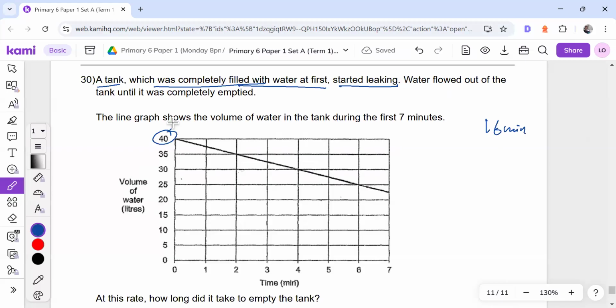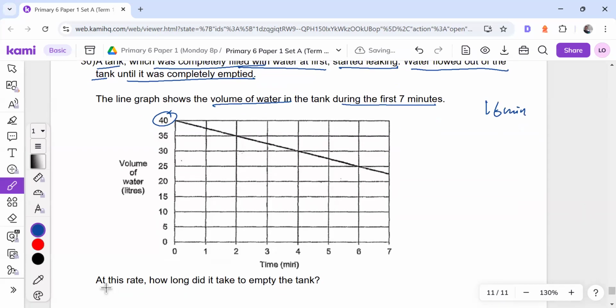40 liters. That is the total water at first. Water flowed out of the tank until it was completely empty. The line graph shows the water during the first 7 minutes. So at this rate, how long did it take to empty the tank? Now, be very careful. When you see line graph, you be careful.